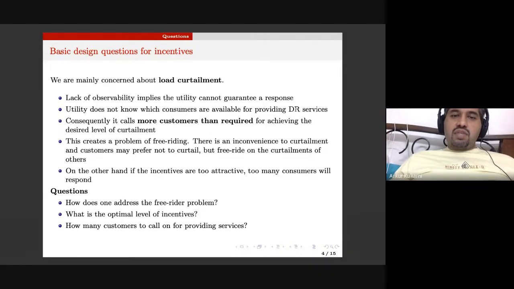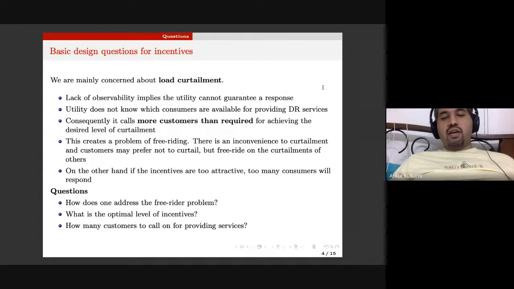So the basic design question for incentives is as follows. We are mainly concerned about load curtailment. The lack of observability means that the utility does not actually know the consumers' willingness or availability for demand response. The utility does not know which consumers are available for providing demand response services. Consequently, it ends up calling more consumers than required for achieving the desired level of curtailment. So if it needs 100 consumers, it might call 110 or 120 or whatever. It calls more consumers than are required.